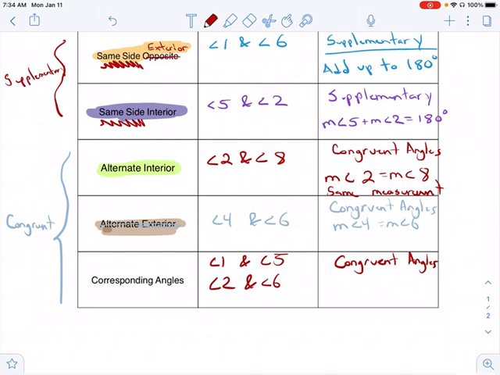Those are examples, and these also happen to be congruent angles. And that's only if these are parallel, so that's important. It's also a way in which we can tell if lines are parallel: if we cut them with a transversal and the corresponding angles are congruent, then we know that those lines have to be parallel.